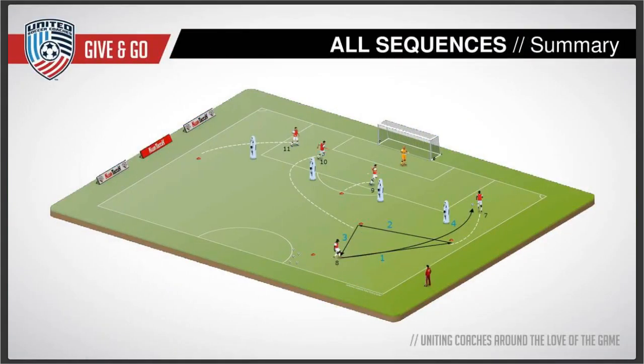So just to summarize, we started off with a 3 passing sequence with the number 8 initiating and then receiving the final pass. The number 7 and number 10 move into advanced positions, and the 8 looks to play wide, so the 7 either inside of the mannequin or on the outside, and then the players 11, 10, and 9 will make forward runs with the objective of scoring.